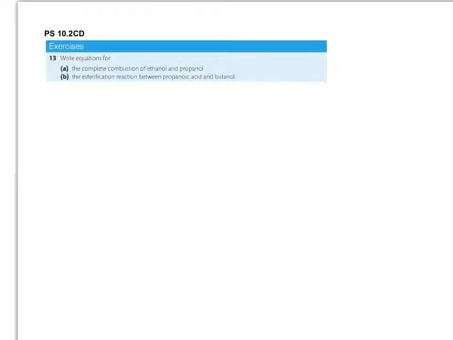Welcome. In this video I'm going to go over the solutions for problem set 10.2 parts C and D, which looks at the reactions primarily of alcohols and then a few other odds and ends, but mostly the alcohols. Number 13a says write equations for the complete combustion of ethanol and propanol.